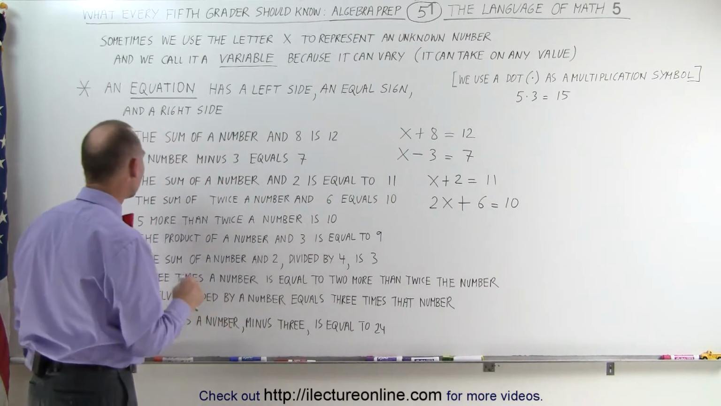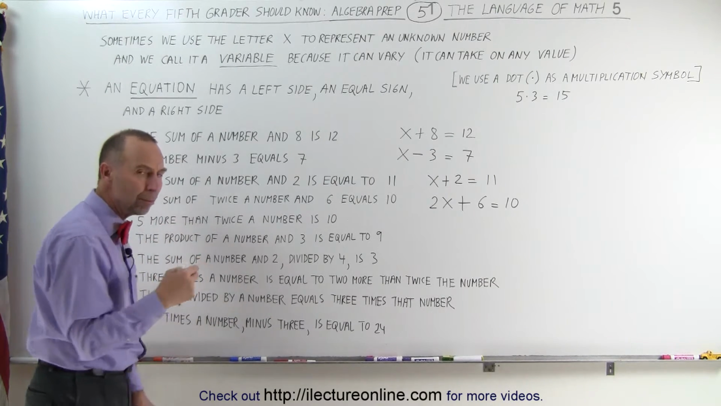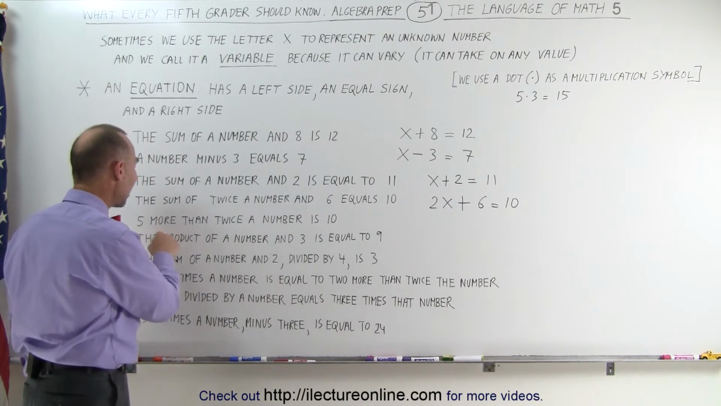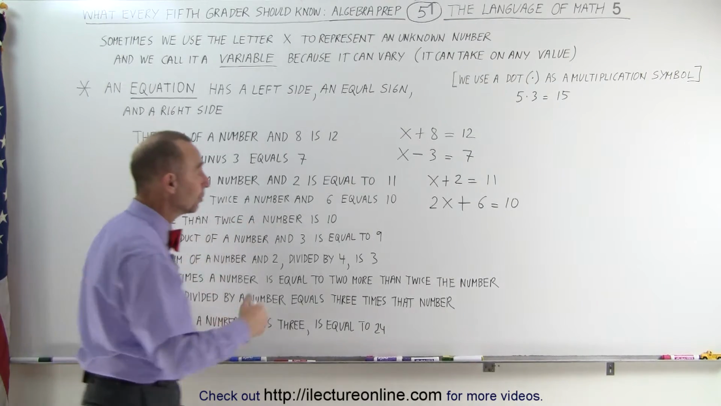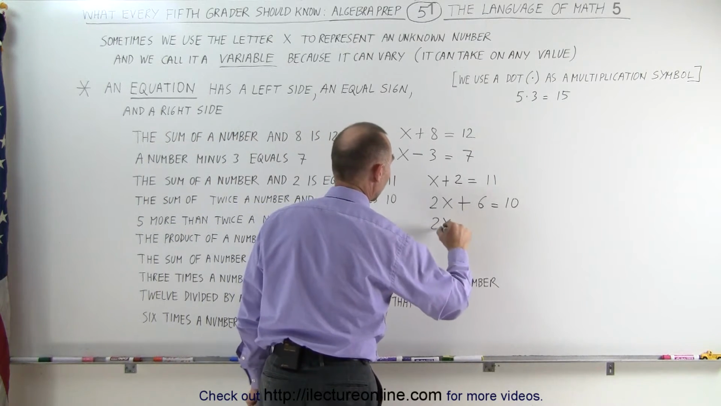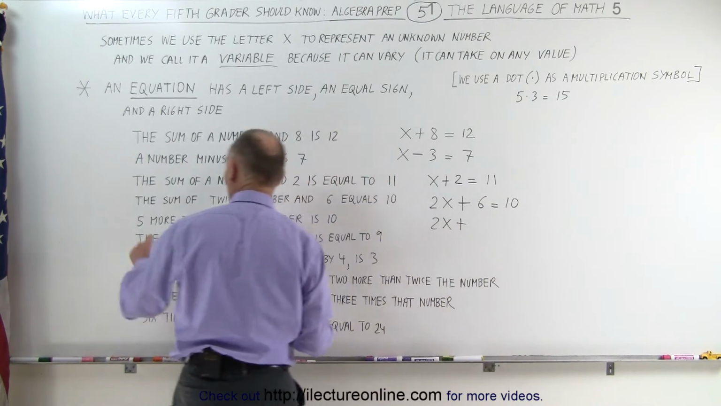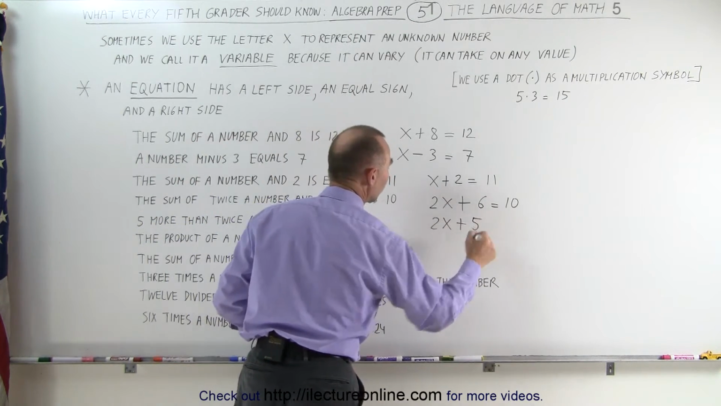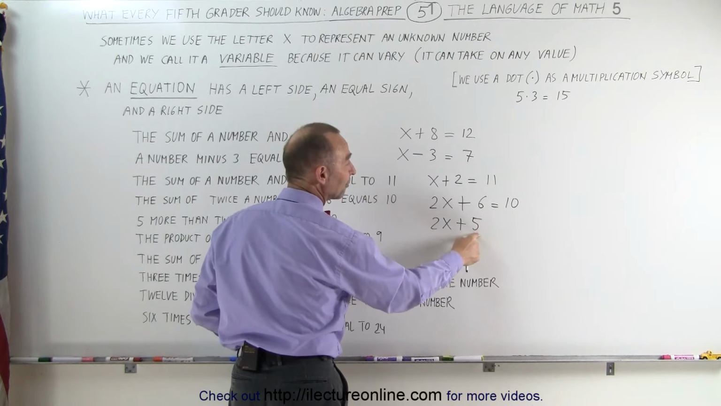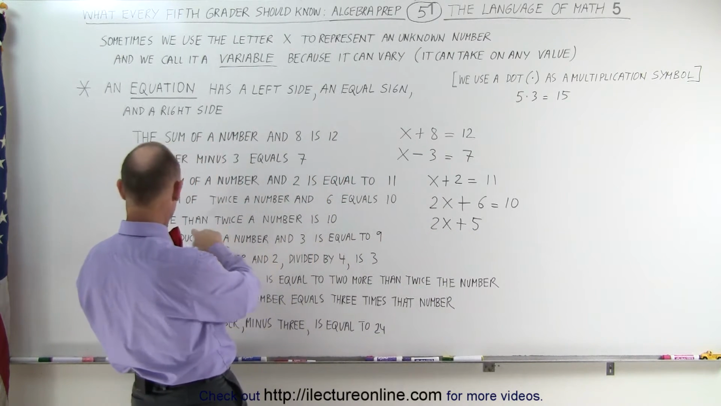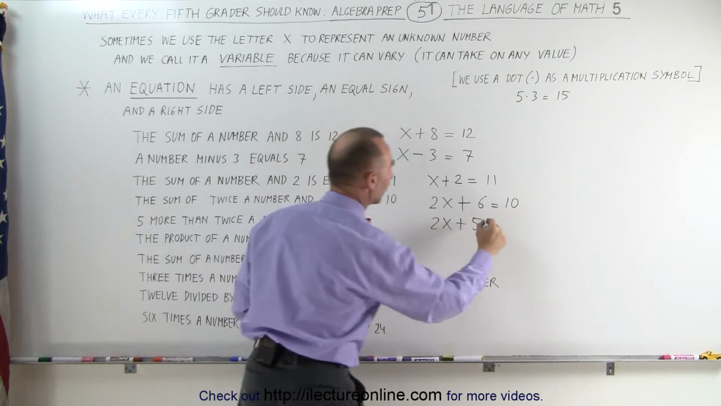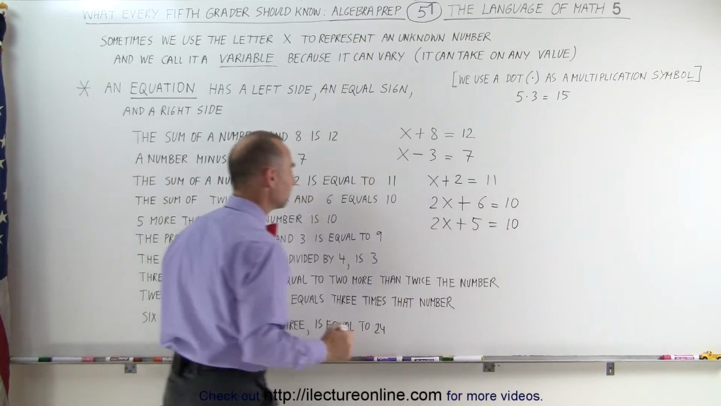The next sentence says that 5 more means addition. So we're going to add 5 to twice a number. Now 2x would be twice a number, and more means adding, and we're going to add 5 to that. So this reads 5 more, we add 5 to twice a number, and then they tell us, here we go, 5 more than twice the number, they tell us it's equal to 10.